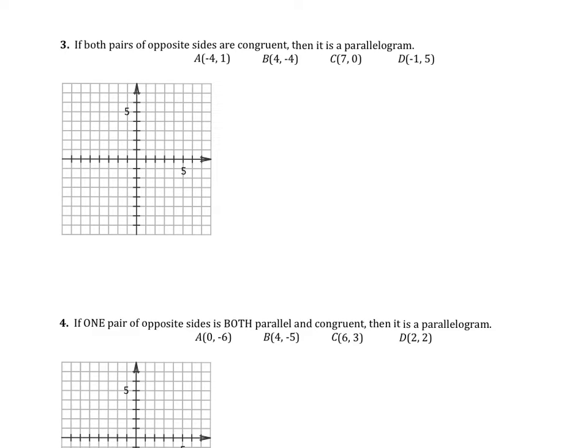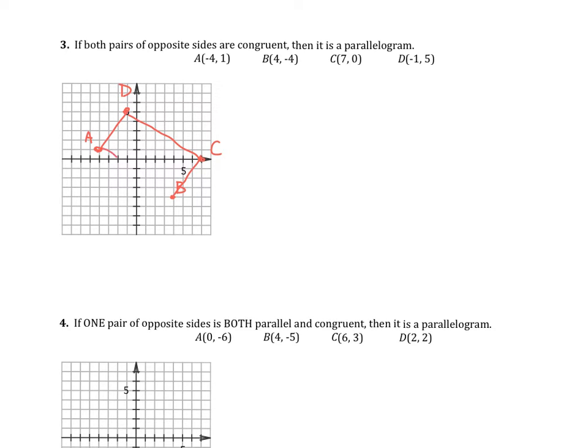Okay, so again, let's graph it. -4, +1. 1, 2, 3, 4 is A. B is at +4, -4. 1, 2, 3, 4. Here's B. C is at 7, 0, so C. And then -1, +5 is point D. All right. Let's draw our parallelogram.